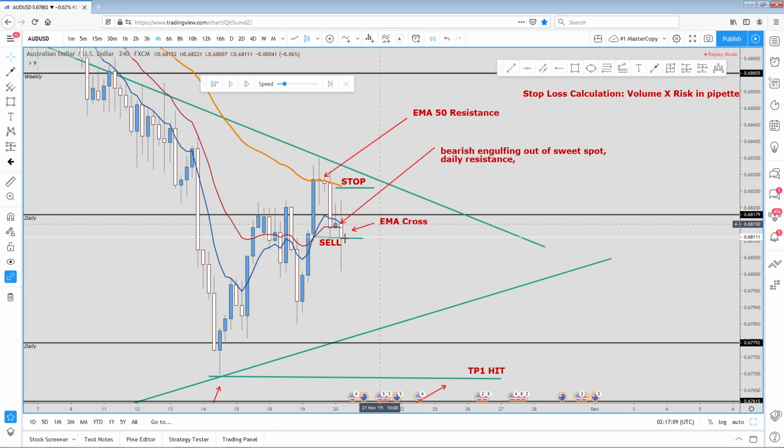So I want you guys to start practicing taking trades, set a 15 pip stop loss, and have a take profit of at least 2 or greater.